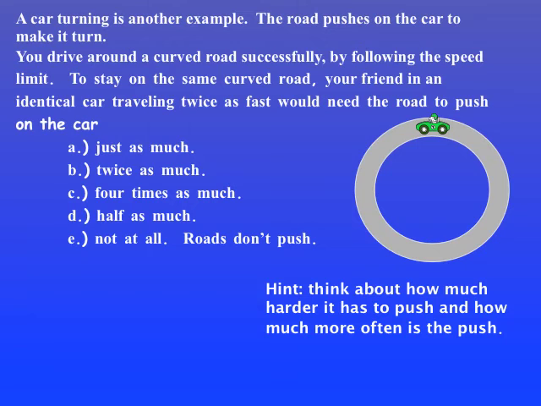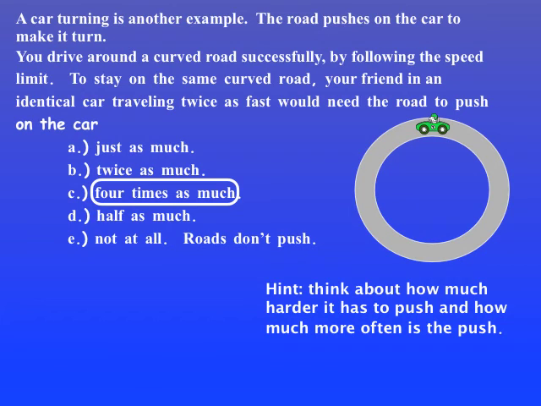Well, the car will make the full circle, the full lap, in half the time if it's going twice as fast. So the road will have to push more often. If it goes twice as fast, the road has to push twice as often and twice as hard. Twice as often and twice as hard means the road has to push 2 times 2, or 4 times as much, for a car going twice as fast around the curve.